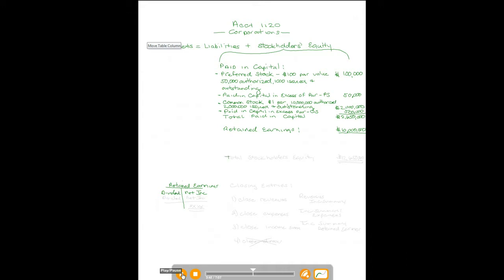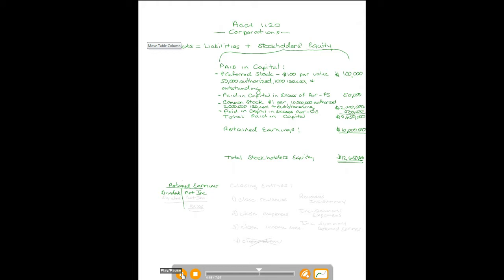So our total stockholders' equity on my balance sheet would equal 12,650,000 total stockholders' equity. And I would have assets and liabilities that would balance that out. That tells you where we are.